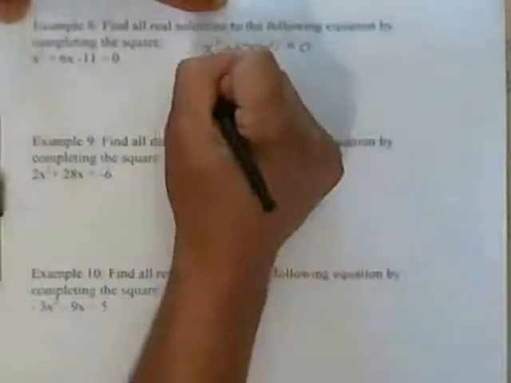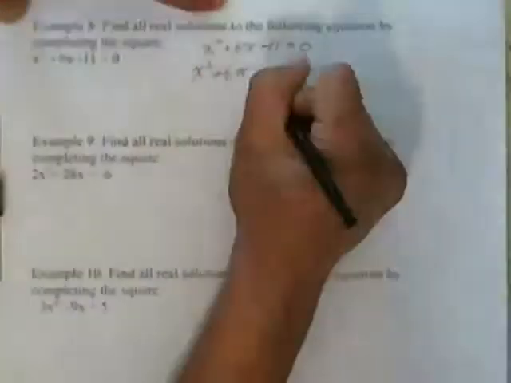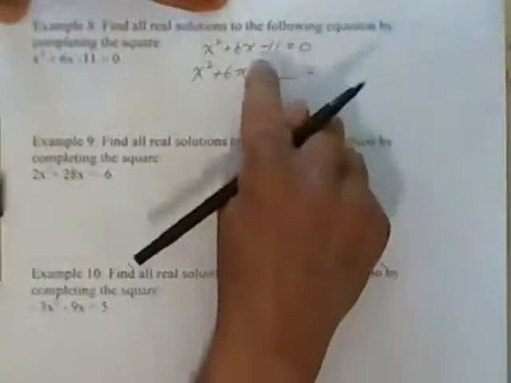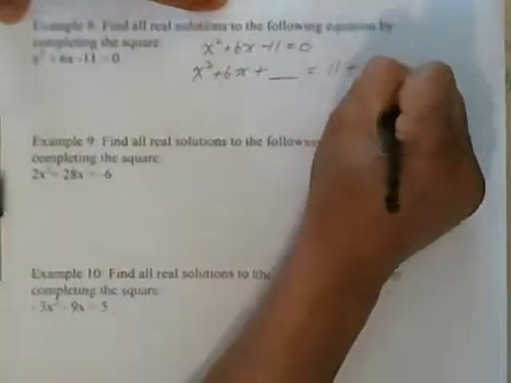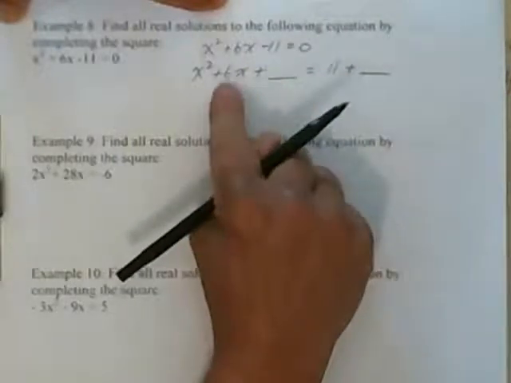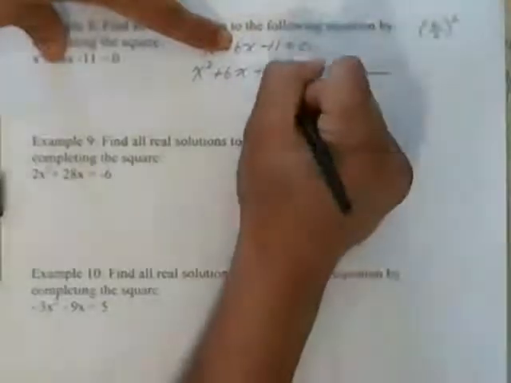That's the first thing we do in completing the square. So it becomes x squared plus 6x plus something, we have to complete the square, equals, since we added 11 to both sides, the constant, we have to add the same amount on the right side as well as the left side. So let's complete the square. You take the 6, the middle term, or the linear term, divide by 2, and square it. 6 divided by 2 is 3, squared is 9.